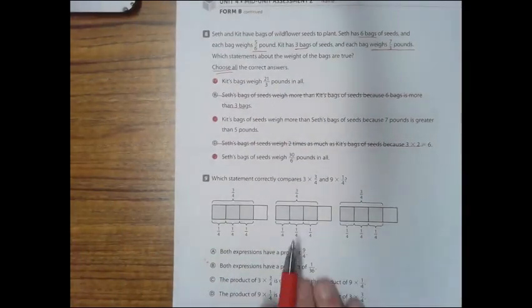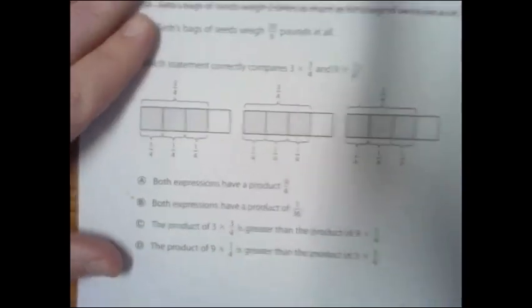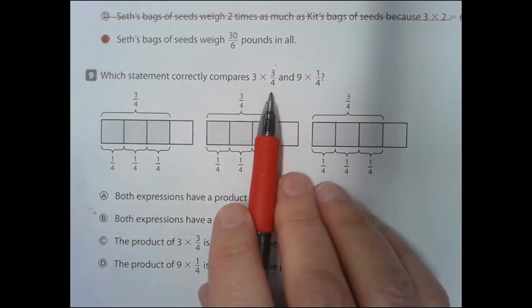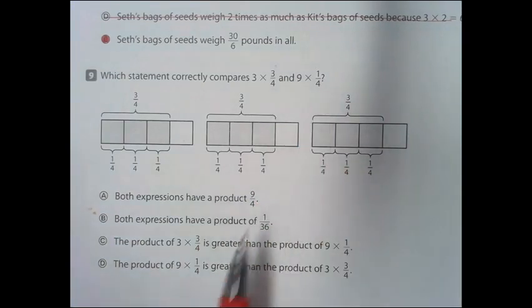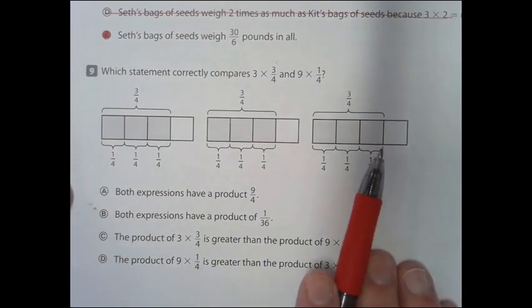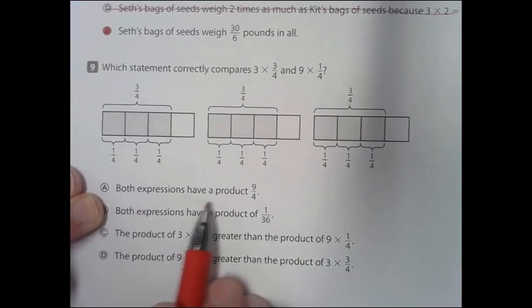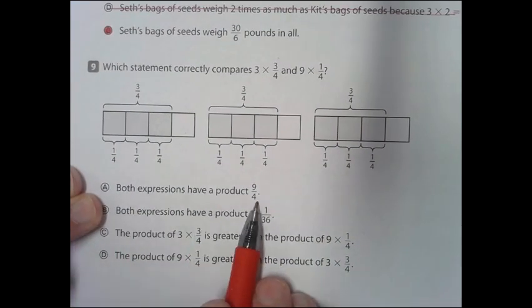All right, question 9. Which statement, let me zoom in here, correctly compares 3 3/4 and 9 1/4? Well, they did an area model here to kind of show you that. So A, both expressions have a product of 9/4.